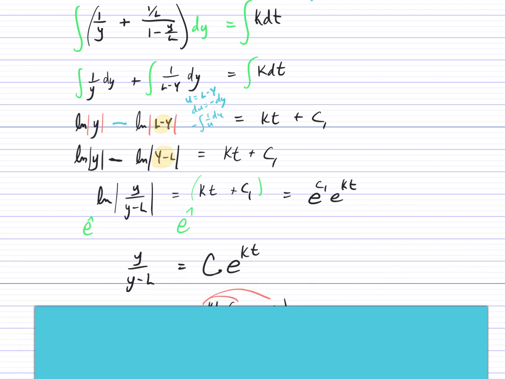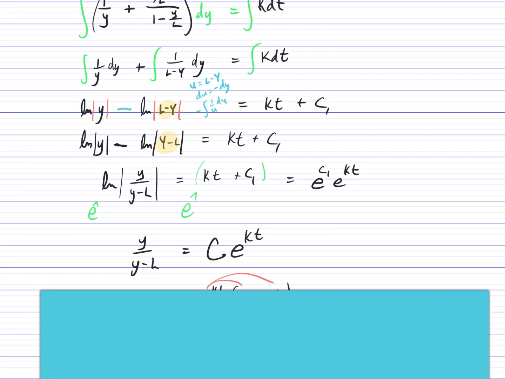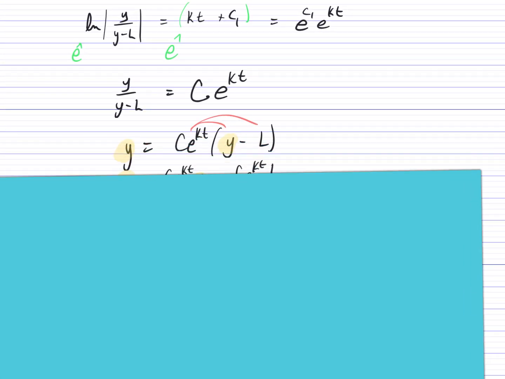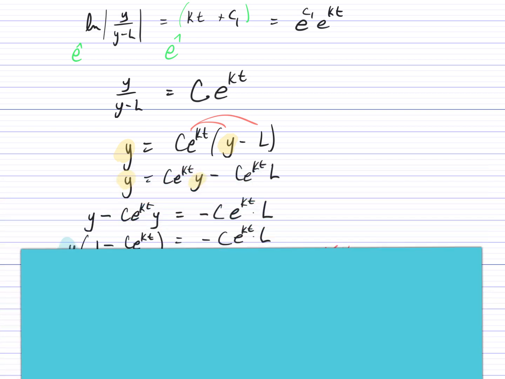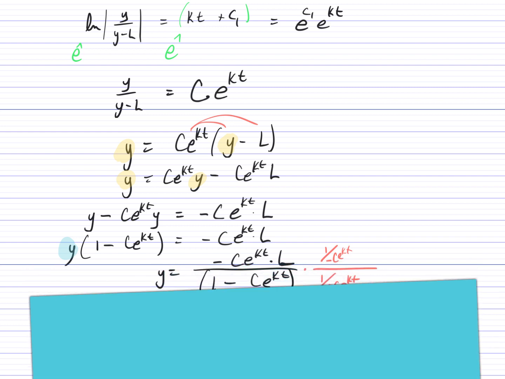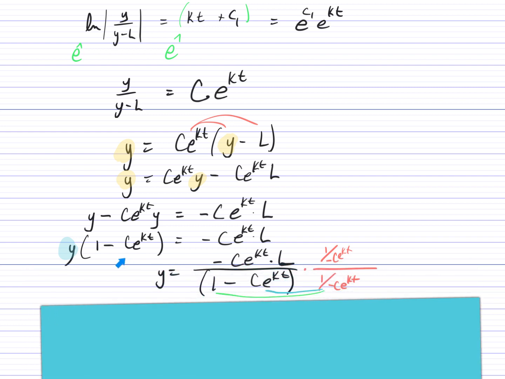And at this stage, we needed to get rid of the denominator, multiply both sides times y minus L. Distribute, collect all of your terms with y on the one side, factor out the y, divide by that difference. And once you divide by that difference, we have this black expression. We're going to simplify things by getting rid of this Ce to the kt on top. So we'll divide both the top and the bottom by a negative Ce to the kt power.